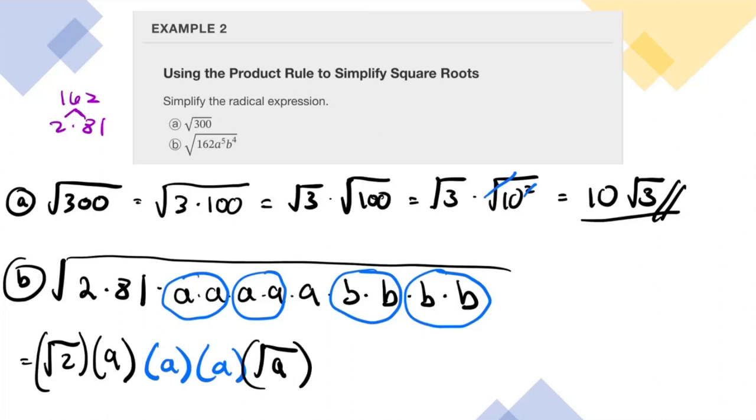I'm going to rearrange a lot of this. And then we have a B and a B, right? So if we simplify and rearrange it, things that are outside the radical, I'm going to move to the left. Things that are still inside the radical, I'm going to keep on the right, right? So we have 9A squared B squared times the square root of 2A.